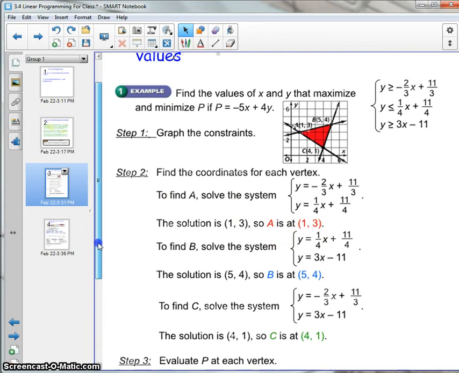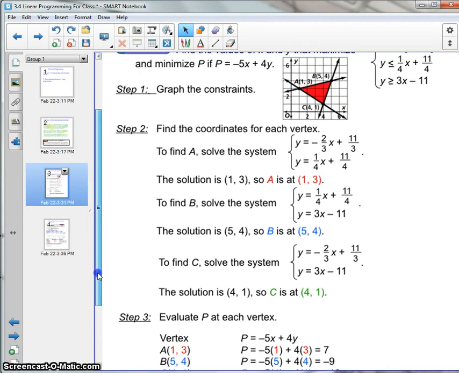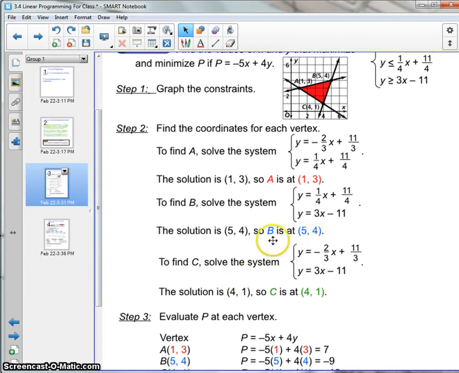Same thing for points B and C. We find that our second vertex here is at B, which is (5, 4), and the third vertex is at point C, which is (4, 1).